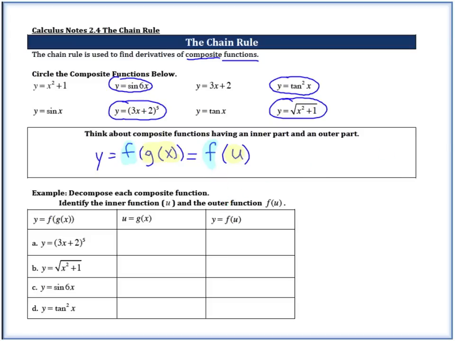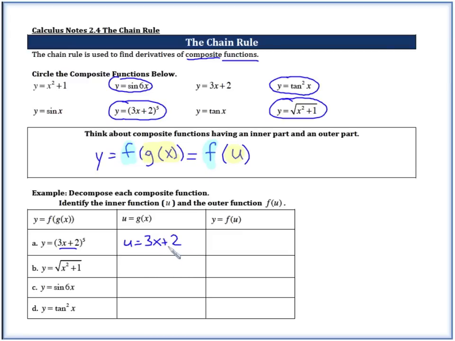So what we're going to do is decompose some of these composite functions. We want to break them up and identify their inner functions, the u's, and the outer functions, the f of u's. We're going to do all of this so that we can eventually get to finding the derivatives of these composite functions. But first, a little bit of practice on finding the inner part and the outer part. Looking at this one, we have 3x plus 2 to the fifth. Hopefully you can see that the inner part is the 3x plus 2. So we're going to let u equal 3x plus 2.